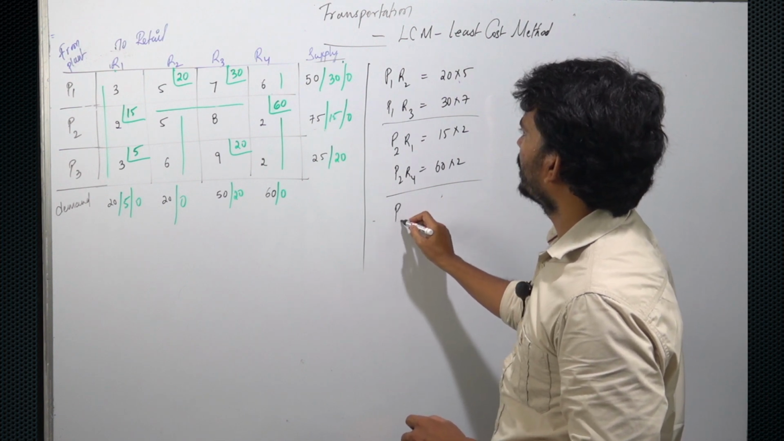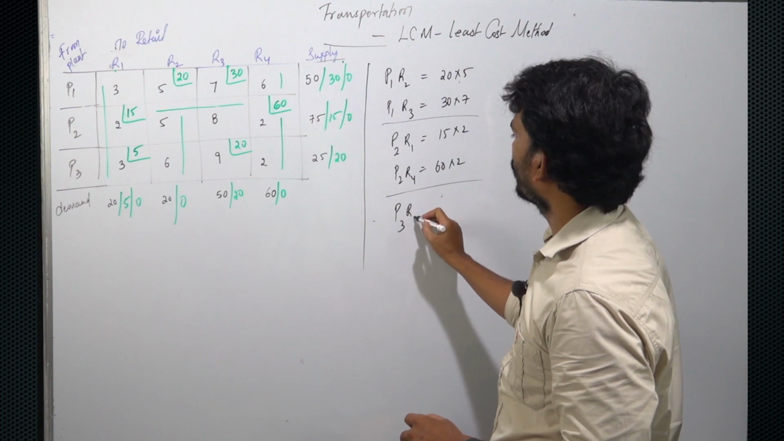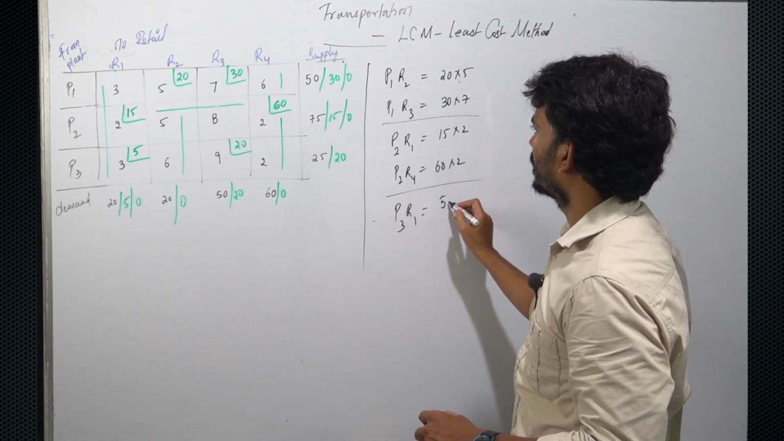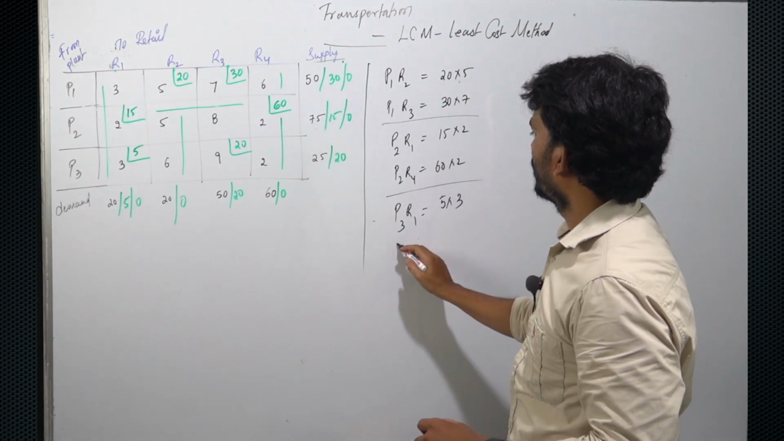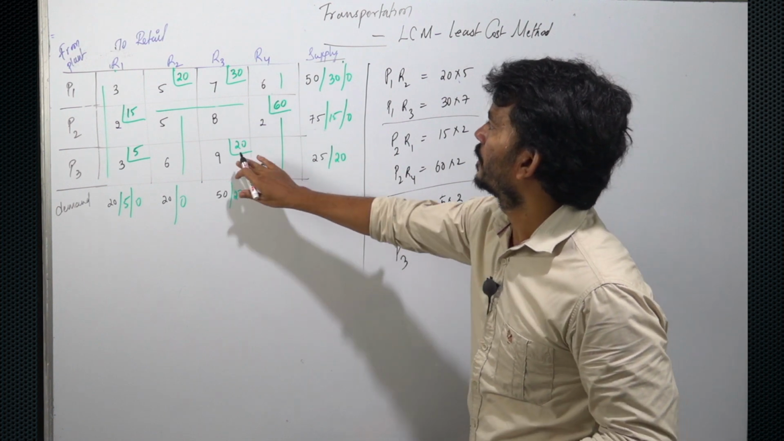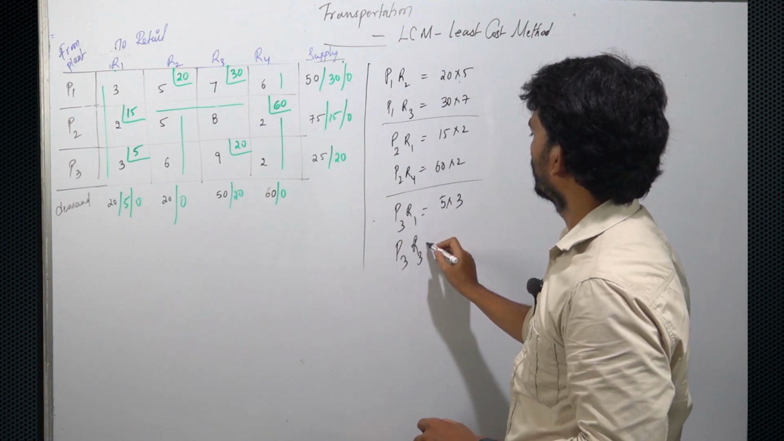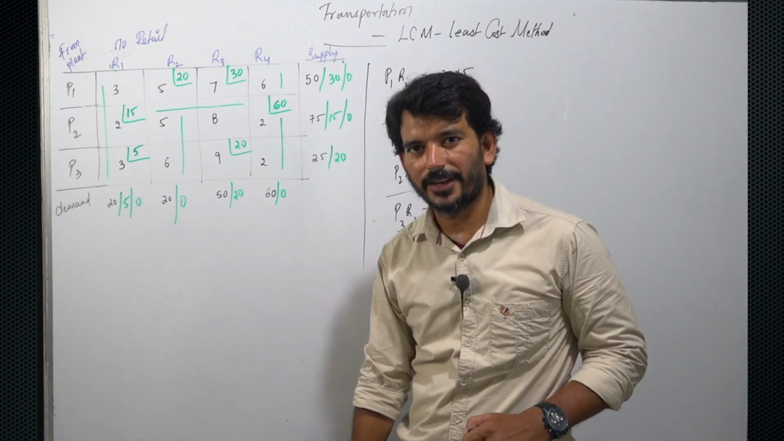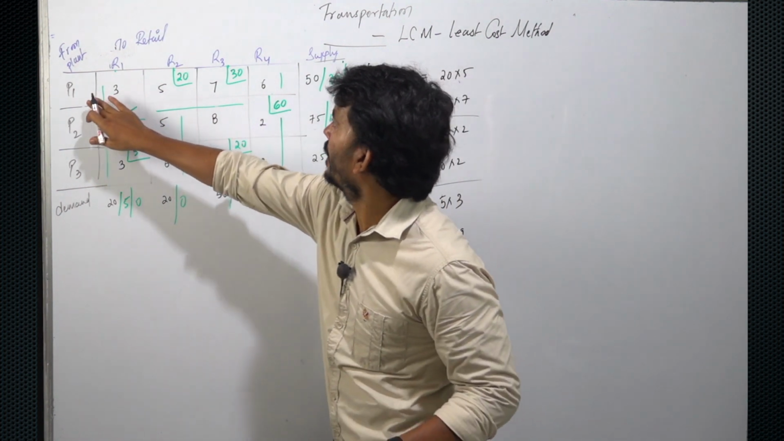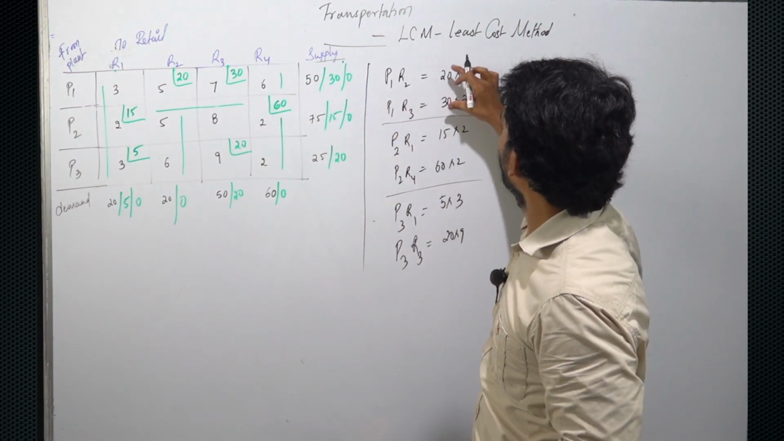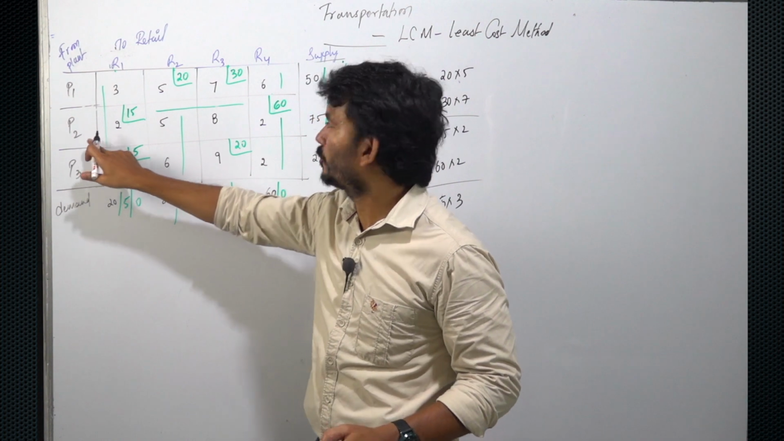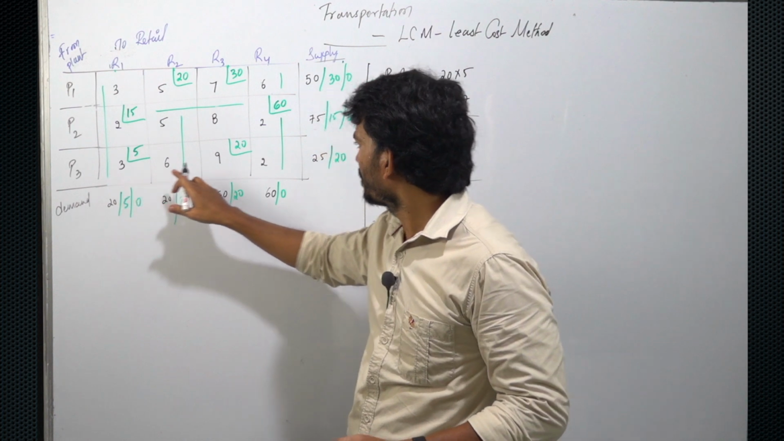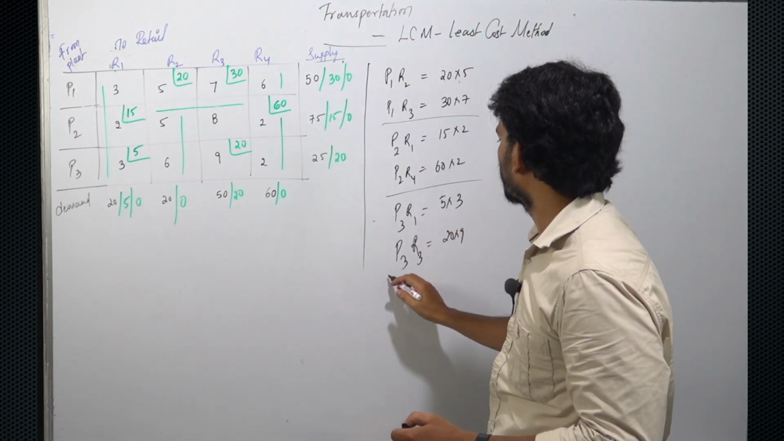And then P3 we are giving to R1, 5 at the rate of 3. P3 we are giving to R3, 20 at the rate of 9. Okay, so if someone wants to cross verify in the examination, see what is the total supply of P1? 50. So now you can say 50 is coming. What is the supply of P2? P2 is 75, 60 plus 15, 75. What is the total supply of P3? 25, so 5 plus 20, 25.